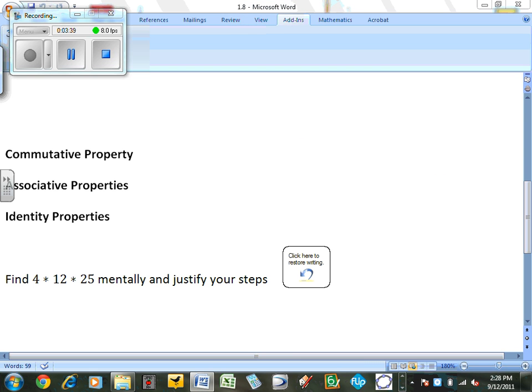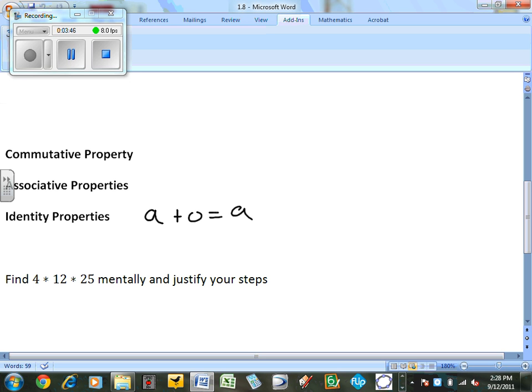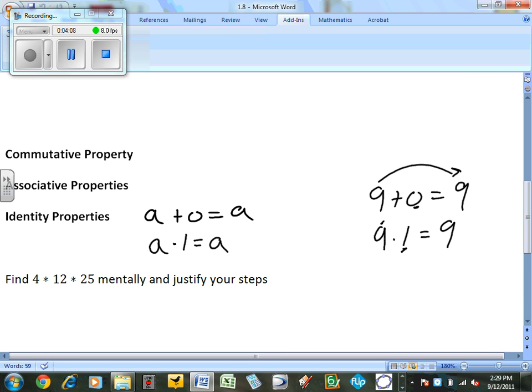The identity properties, officially, they're saying any number a plus 0 equals a. It's saying that as long as we add 0 to anything, so 9 plus 0 is 9. That's the additive identity. Okay? The multiplicative identity is any number times 1 is that number. So the identity for multiplication is 1. So 9 times 1 is 9. The identity is anything you do your operation to and you still get the number that you started with. So that's the identity there.